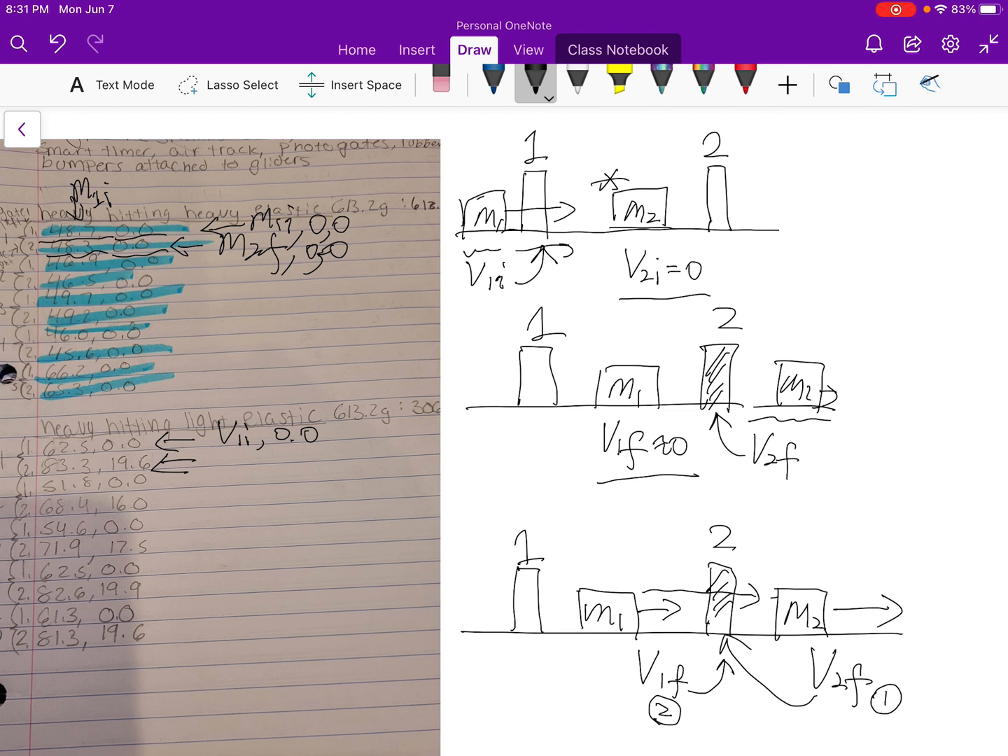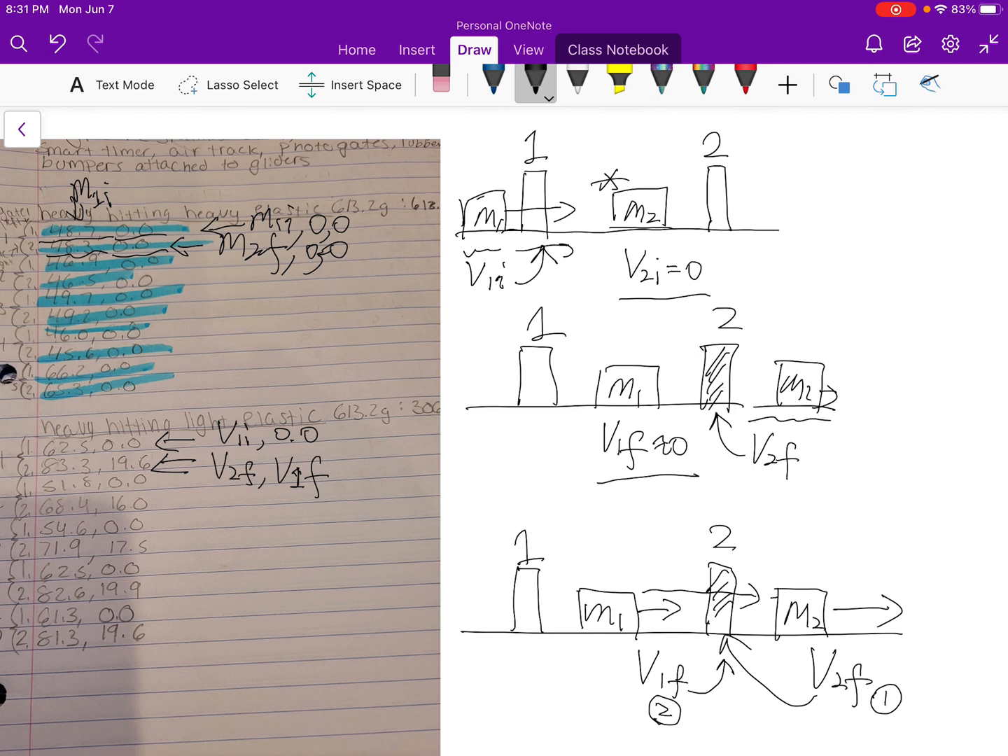And what about gate 1? Gate 1 only got M1's initial speed. That's why it has a 0, right? So here, this should be M2's final speed because that's what went through gate 2 first. And then M1 follows through, M1's final speed. It's backwards to M1, right?